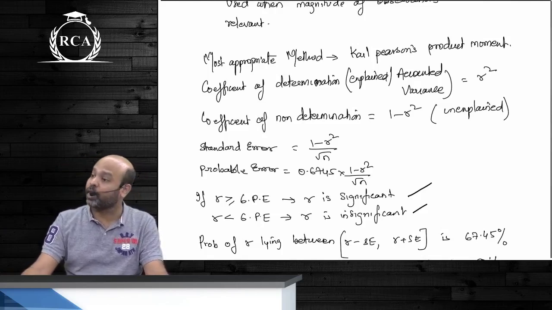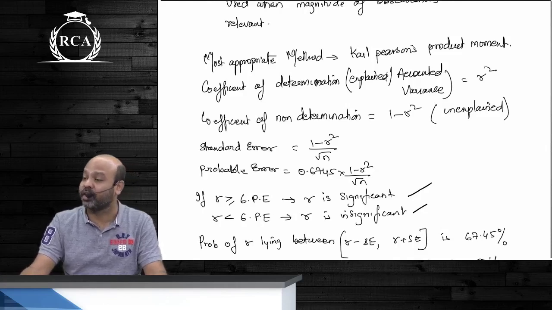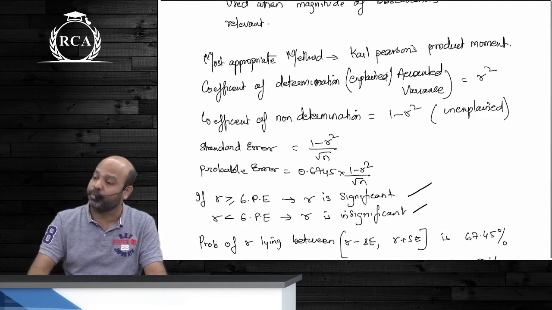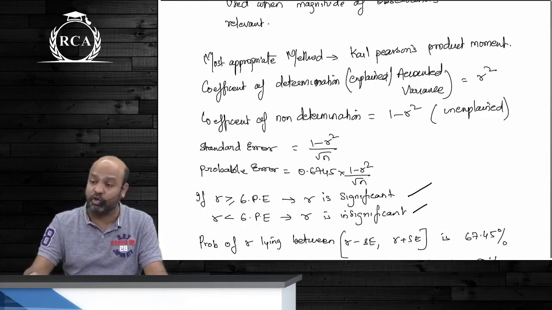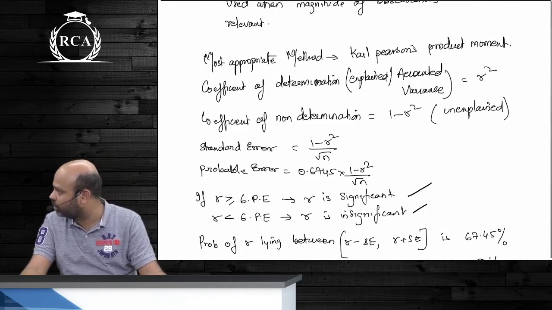So if R is 0.8, coefficient of determination will be 0.8 whole square, which is 0.64, which means 64% of your overall variance is on account of explained factors. The remaining 36% is on account of unexplained factors. Are we clear about this?